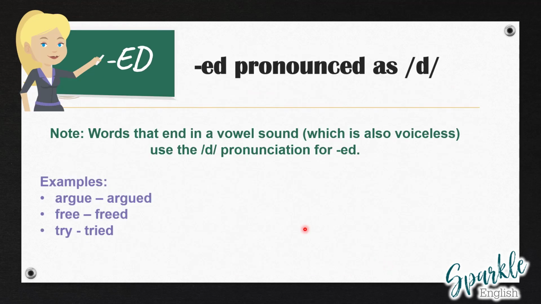Also, there's an important note that words that end in a vowel sound, which is also voiced, we also use the D pronunciation for ED, because the vowel sound also ends in a vibration sound. So argue, argued, free, freed, try, tried.